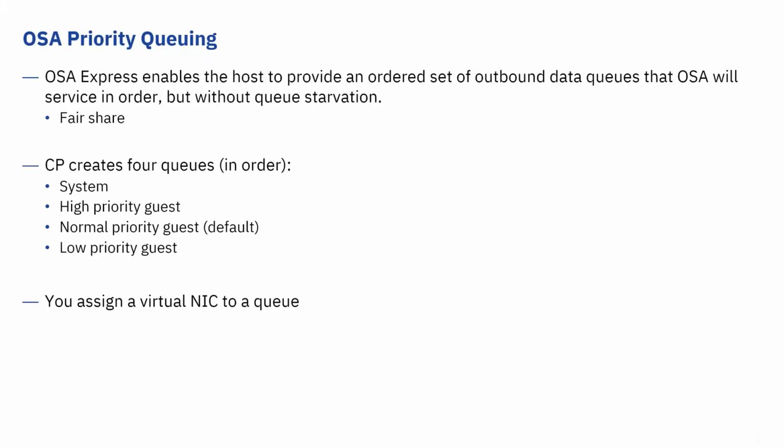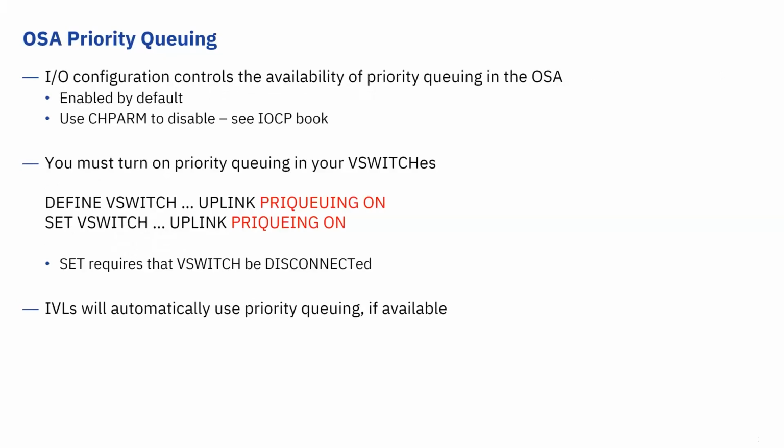All these 4 queues will be serviced, but the system queue will be serviced more often than the low priority guest. Okay, so there are 4 levels, and they are serviced most frequently by system, then by high priority guests, and what we think of as normal and low. And it's the virtual NIC. Each virtual NIC can be assigned to one of those queues. It is enabled by default. You'd have to disable it if you didn't want it, but if you don't want it, just don't use it.